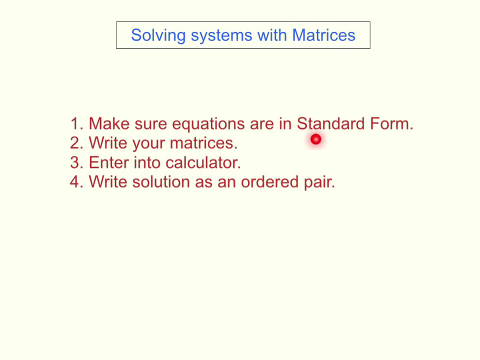The first thing is you want your equations in standard form. Just like with elimination, it needs to be in that ax plus by equals c form. And then we're going to write our matrices, put it in the calculator, and the calculator will give us that solution. We just need to make sure to write it as an ordered pair.